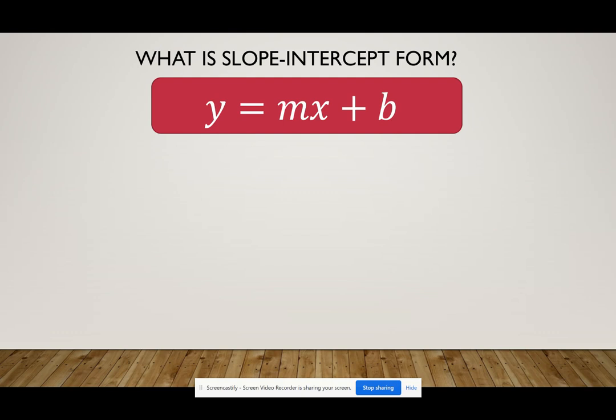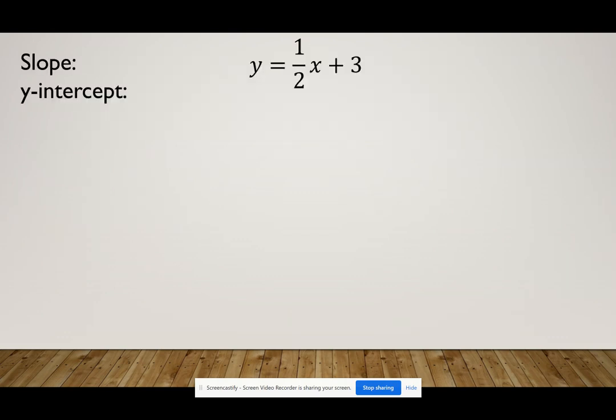So you guys may remember the equation y equals mx plus b, where m is our slope and b is our y-intercept. Okay. And when we are graphing it, let's say they give us this equation here. We have y equals 1/2 x plus 3. So in this case, our slope is 1/2, and our y-intercept is 3, okay, given that equation.